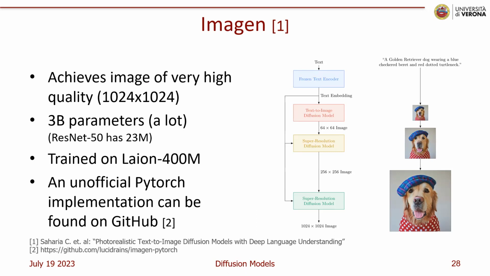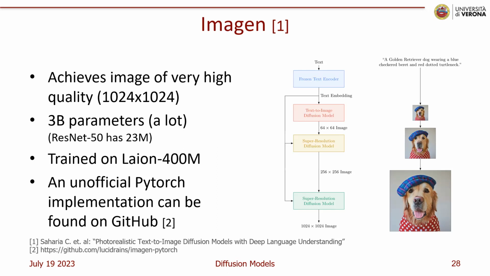row. The first one generates an image that's 64 times 64. The second one upsamples the image to 256 times 256. And the final one upsamples it again to 1024 times 1024. So you can get really high quality images, and actually they're really cool looking. However, this of course comes at a cost. This model has 3 billion parameters. That's a lot. For example, as a reference, ResNet 50 has 23 million. So that's like 100 times more parameters than ResNet.